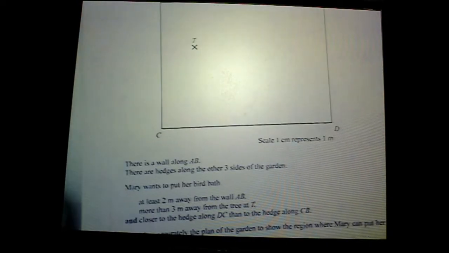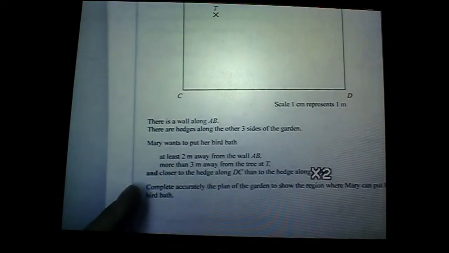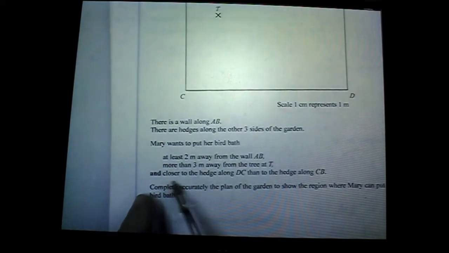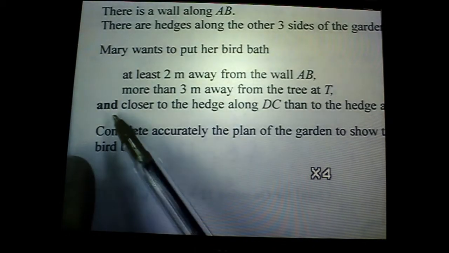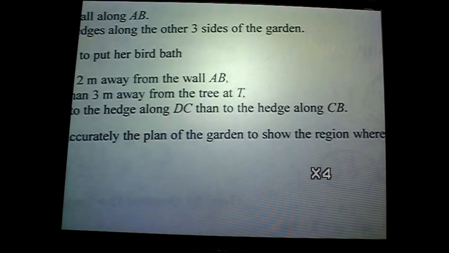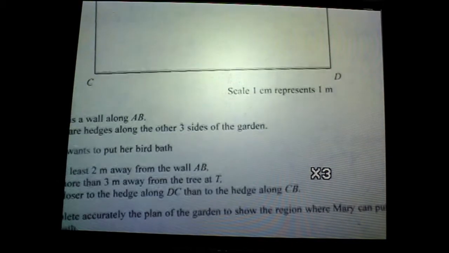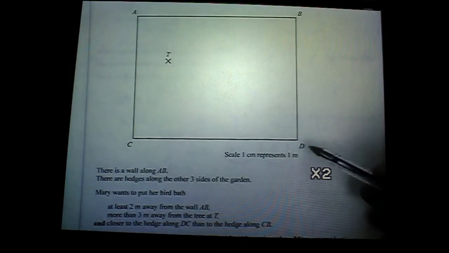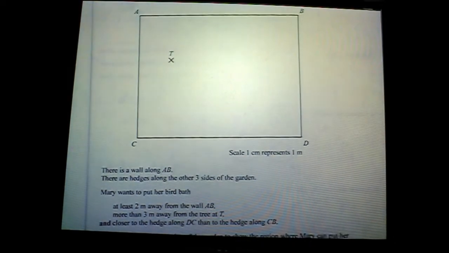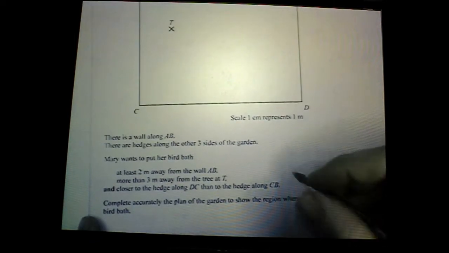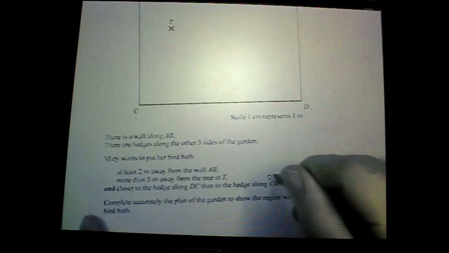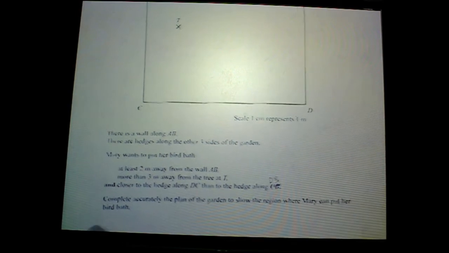Question number 14. Okay, this is a loci one, and the question is actually written incorrectly. I want to show you what's written incorrectly first. There is not a hedge along CB. It says, and closer to the hedge along DC than hedge along CB. Okay, let's have a look. DC is here. This should be DB. So CB should be DB. There you go. So if you've got this exam paper, please make that change. Right, I'll check the question.